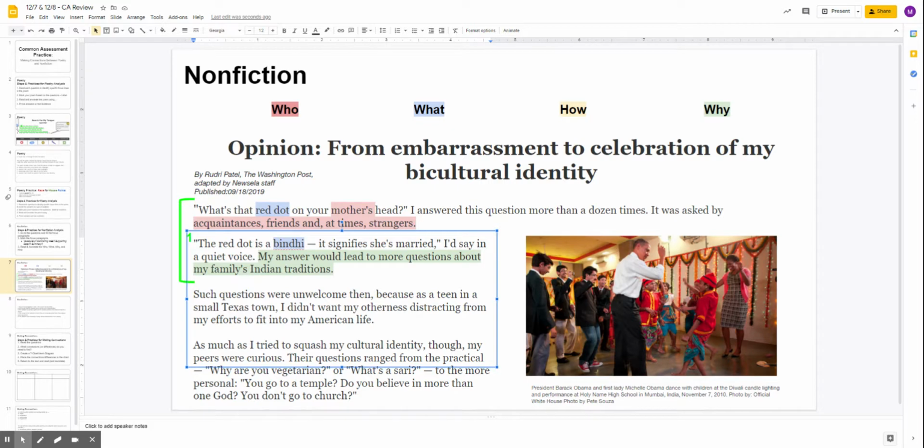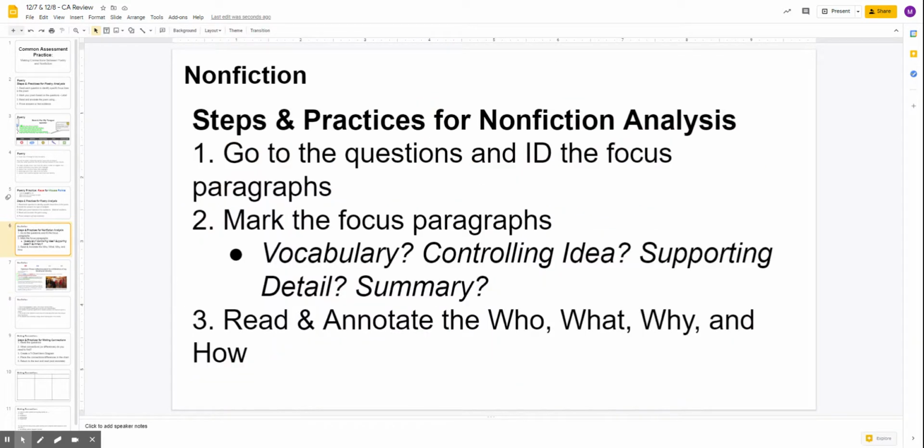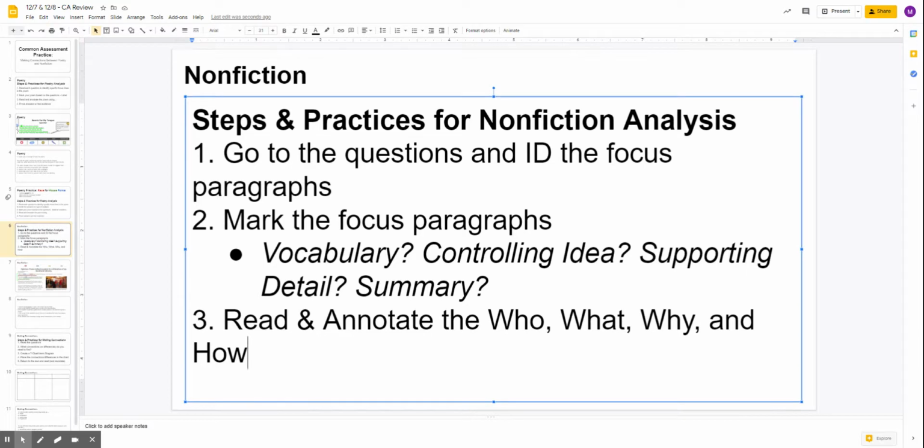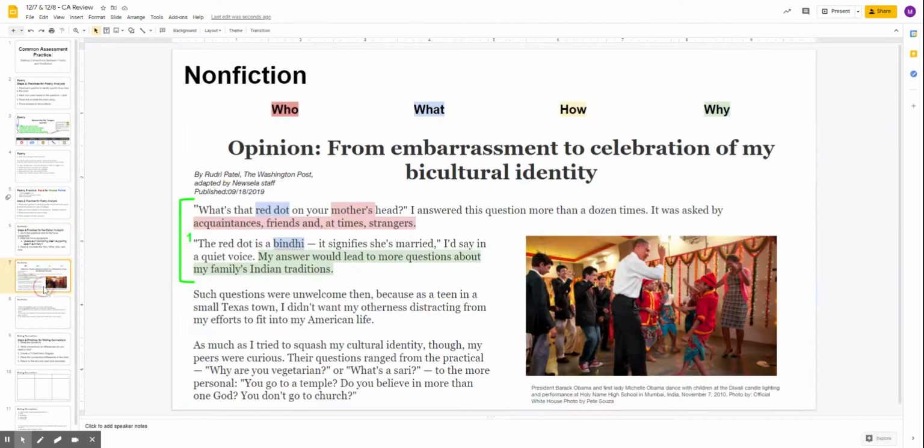So that's what I would continue to do for the entire paragraph and the rest of the story. Then after I finish reading, I would obviously go back and answer the questions, prove my answers with text evidence.